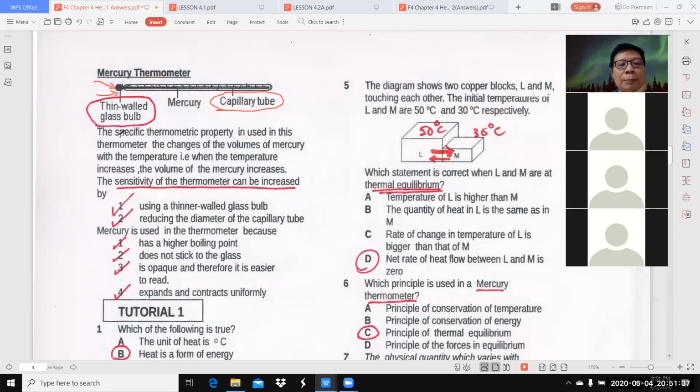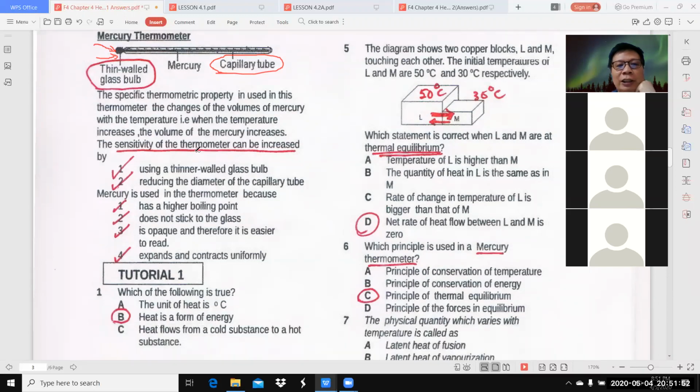Now look at here. The specific thermometric property used in the thermometer is the change of volume of mercury with the temperature. This one you learned last week already. The volume of mercury increases. Now highlight this one. The sensitivity of the thermometer can be increased. Sensitivity means we want to make the thermometer respond faster. A more sensitive thermometer is better. So what we need to use is a thin wall glass bulb. The glass bulb must be thin, then sensitive. I told you just now. Another one is reducing the diameter of the capillary tube. This capillary tube must be narrow.